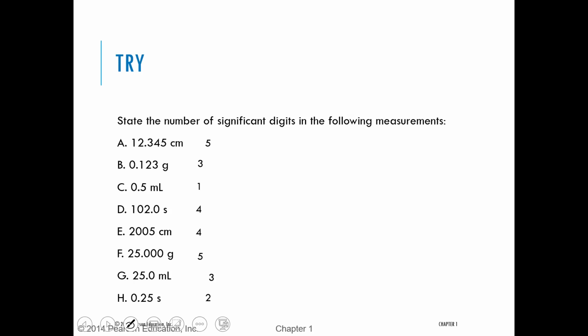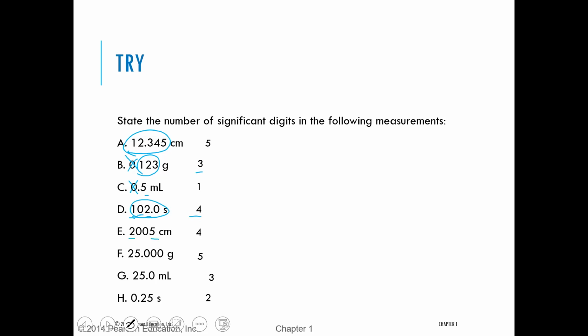Okay. Hopefully you looked at letter A and saw that every one of those numbers was a non-zero digit, so therefore there are 5 sig figs. In letter B, this is a leading zero, not significant, so 3 sig figs. A leading 0, so 1 sig fig. This 0, so the 1 and the 2 are significant. This 0 is sandwiched, so it is. Yes, this is a trailing 0, but it's to the right of a decimal, so it is significant for 4 sig figs.